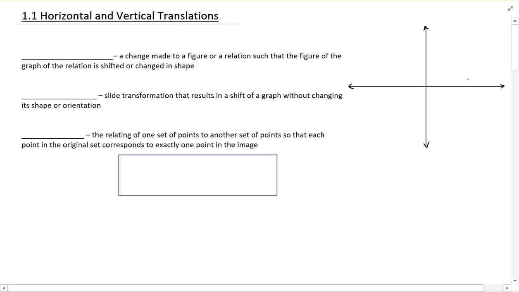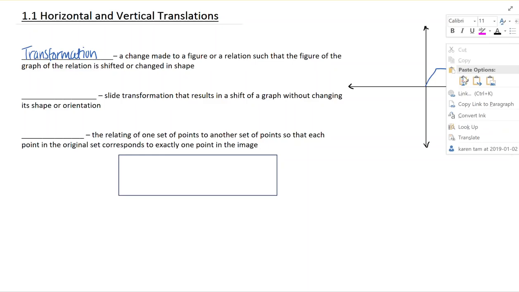The first word we're going to look at is transformation. So transformation is a change made to a figure or a relation such that the figure or the graph of the relation is shifted or changed in shape. So on the right here, I'm just going to draw a picture of a function. So if we have this particular function here, I'm going to just copy it and then paste it.